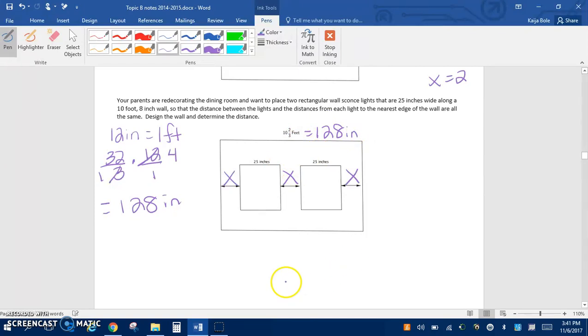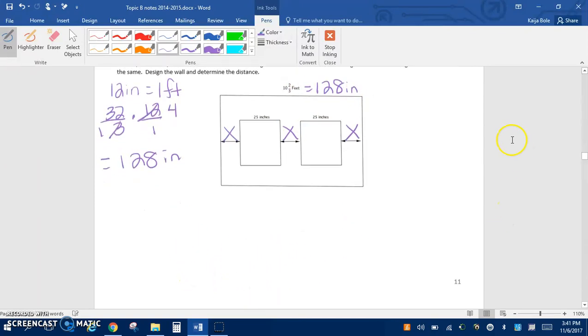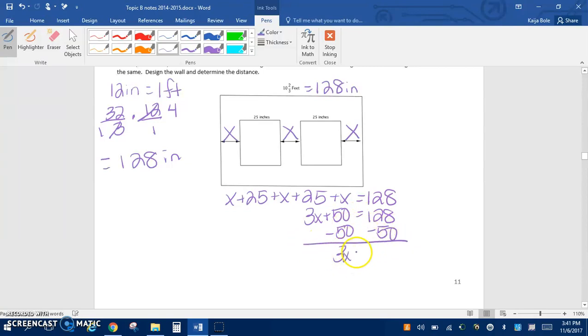So now when we write our equation, I'm going to scroll down here a little bit, we would have x plus 25 plus x plus another 25 plus x, and this all equals 128. So when I combine like terms, I end up with 3x plus 50 equals 128. If I subtract 50 from both sides, I get 3x equals 78. And now when I divide by 3, if you do this off to the side, you do get that x equals 26, right? And this is in inches.